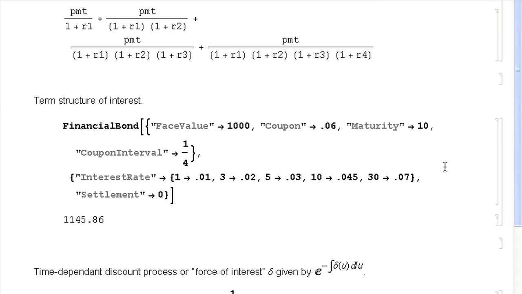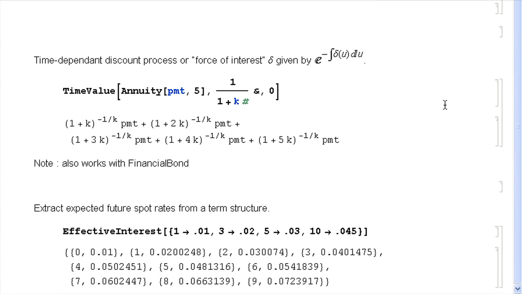So you could look up today's yield curve in the Wall Street Journal and plug it in with this set of rules here. You can enter in something also called a force of interest, which you might call a discount process as well. And that would be given by this exponential function. I don't know if it's large enough to see, but this is the rough structure of it. In this case, the force of interest that you hand TimeValue is a continuous function of time. And it represents this delta of u here.